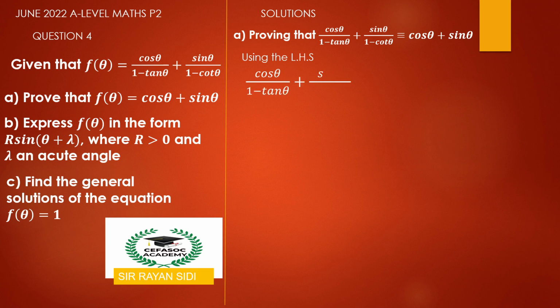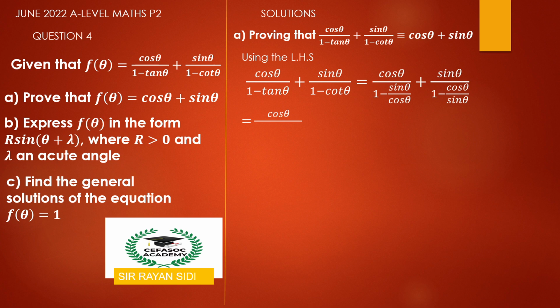So we need to do our best to replace everything on the left hand side by cos theta and sin theta before simplifying. So we have cos theta all over 1 minus sin theta over cos theta, because tan theta is sin theta over cos theta and cot theta is cos theta over sin theta. So we replace it there. We have cos theta all over, when we do the LCM on the denominator, cos theta minus sin theta all over cos theta, plus sin theta all over sin theta minus cos theta all over sin theta.